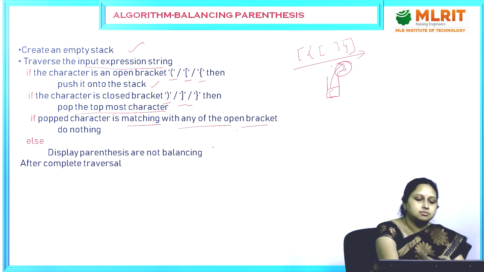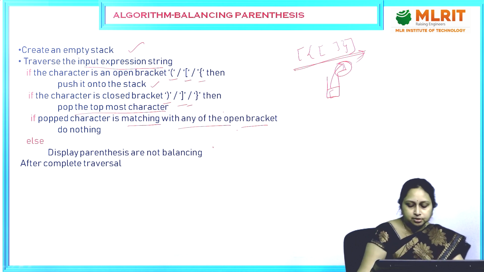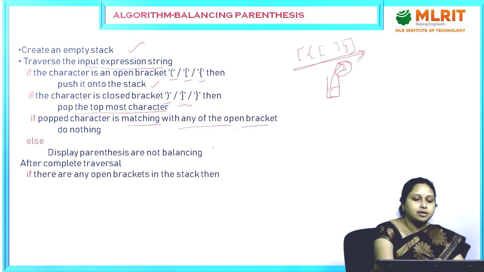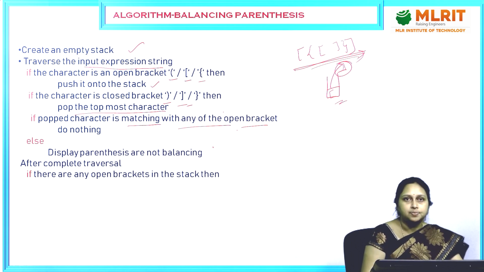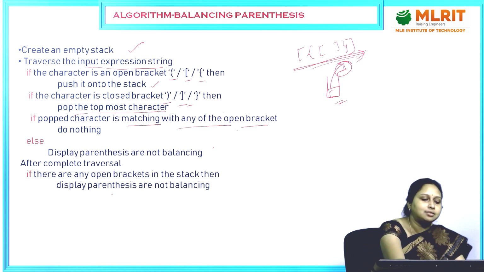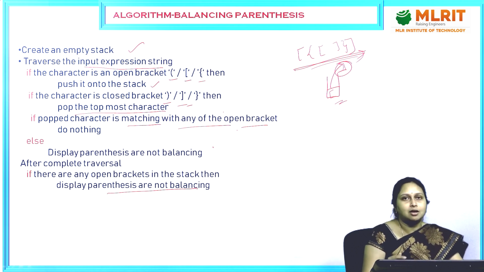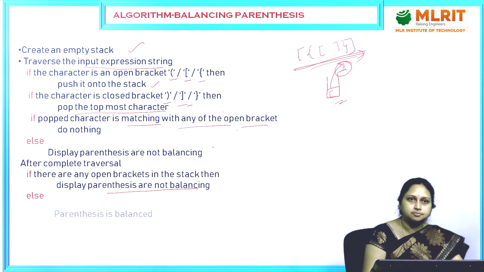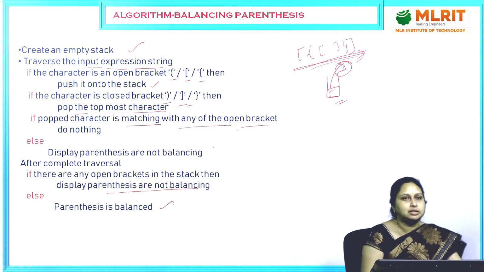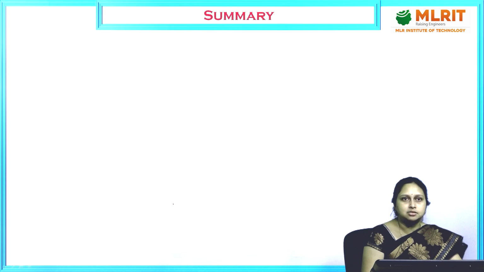After complete traversal of the expression, if any of the brackets are left over in the stack, in that case also we are going to display that the parenthesis is not balanced. We are left with some of the parentheses, so we can say it is an unbalanced parenthesis. We can display that message. Otherwise, if we are not left with any parenthesis in the stack, in that case we can say that the parenthesis is balanced. Okay. This way, we can implement the algorithm for balancing parentheses.